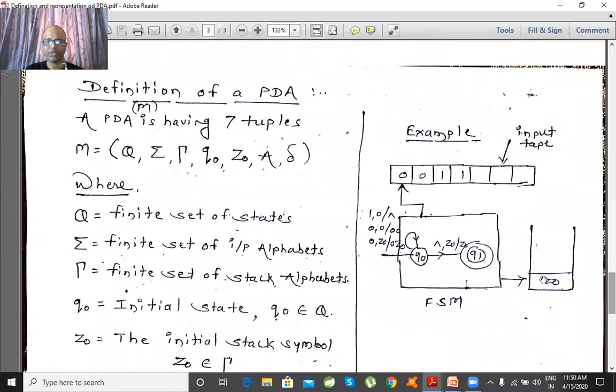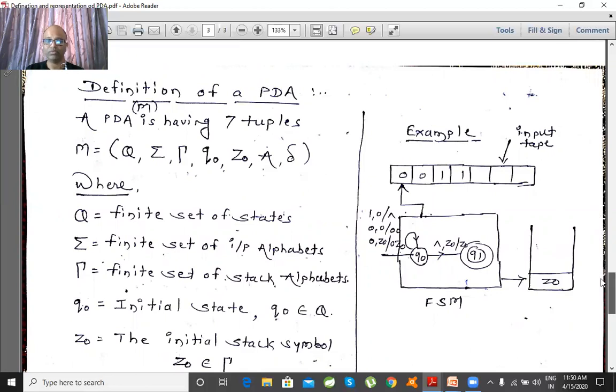Now just go back and check the particular example with this notational system of PDA. See, the definition consists of 7 tuples. So 5 tuples are similar to your finite automata, that is Q, sigma, Q0, accepting state, and your transition function. See, these 5 elements are common. Which 2 new elements get added? This capital gamma, which represents the stack symbols, and this Z0, which is a starting stack element.